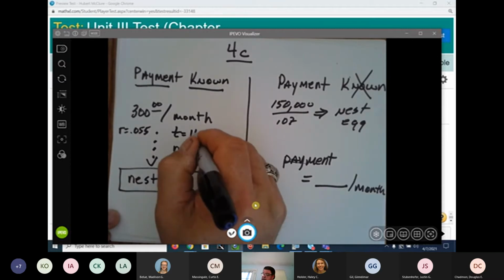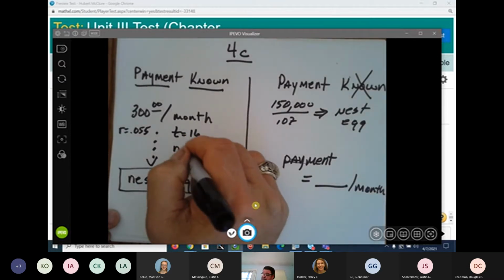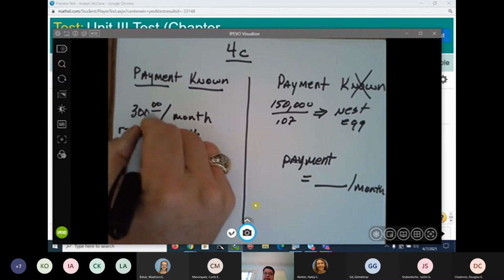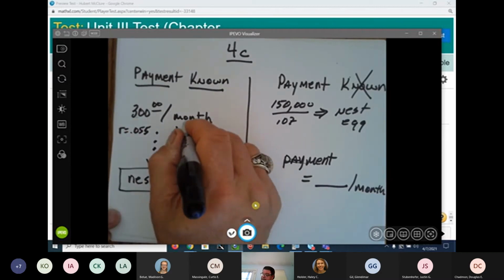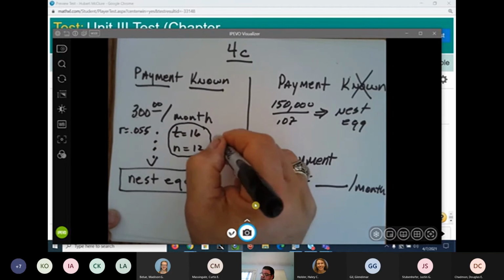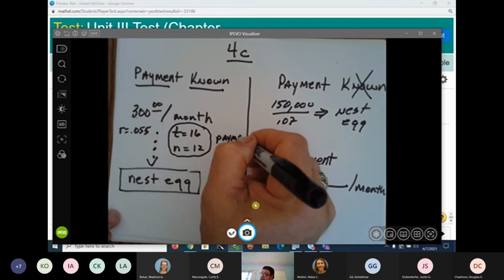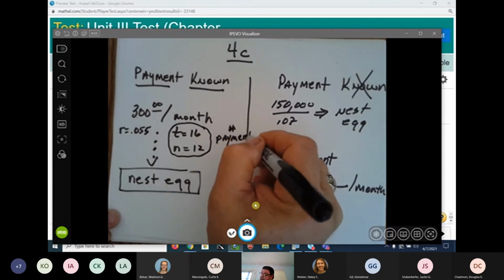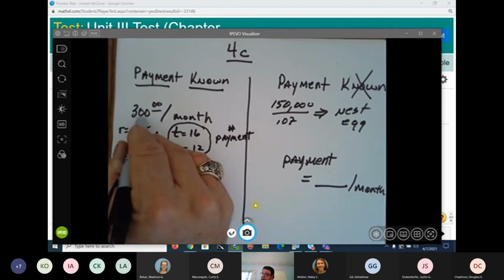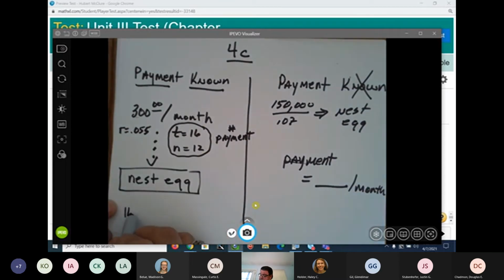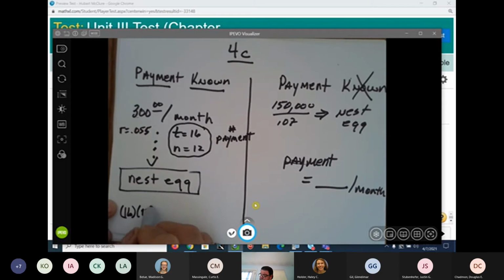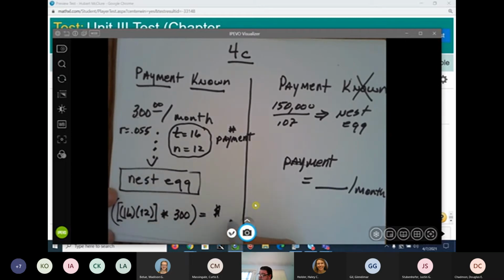Then the B part says, how much money do you have in it? Well, you would take 16 times 12 and multiply that by 300. That's how many payments. Multiply this together, and that's the number of payments, and multiply that by 300. So 16 times 12, and then multiply that by 300, and that's how much money you have in the nest egg.